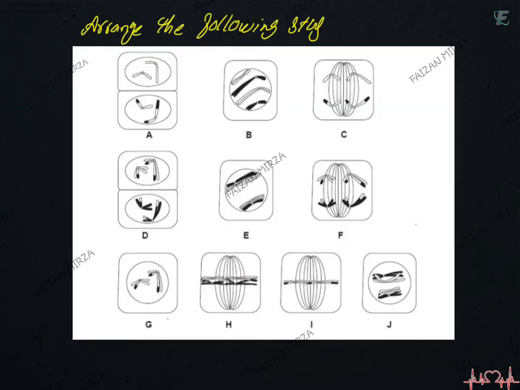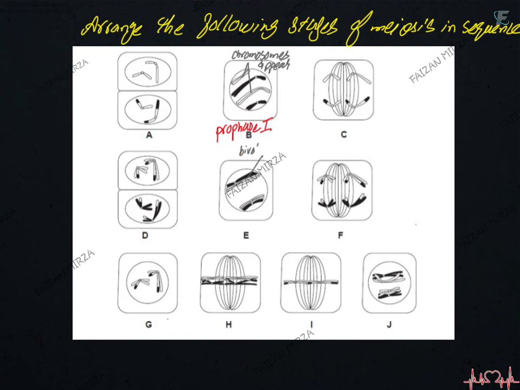If you are given this photograph, arrange the following stages of meiosis in sequence. So probably you can just work this out. You can see that this is prophase 1. You can see the chromosomes here, and you can very well see their appearance. This is the bivalent pairing up in E. So this is middle prophase 1. Crossing over has occurred here. So this is late prophase 1.